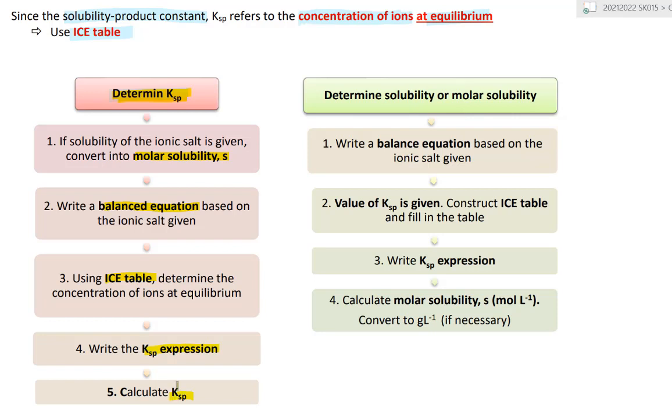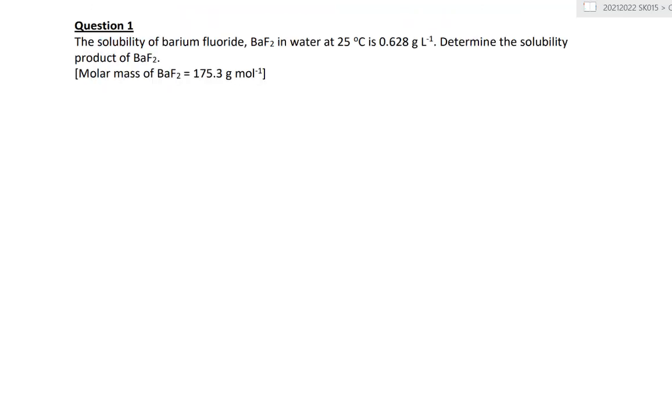Another scenario is if the question asks to determine the solubility or molar solubility. First of all, you need to have a balanced equation. Then using the value of Ksp in the question, construct your ICE table, and from the Ksp expression, calculate the molar solubility S with a unit of mole per liter. If the question requests you to convert or write the solubility in unit gram per liter, then you have to do the conversion of units. So let's try the first example in problem solving.